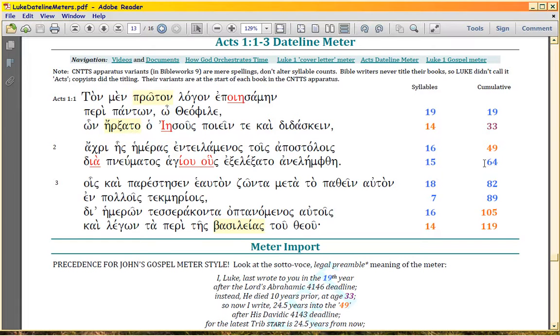Now, it might really be 63, but I don't see how I can cut a syllable anywhere. So then that would be the meaning here. So now Luke is telling you, hi, I'm valuing all of this at the beginning of the year.